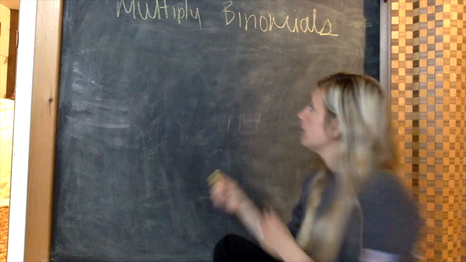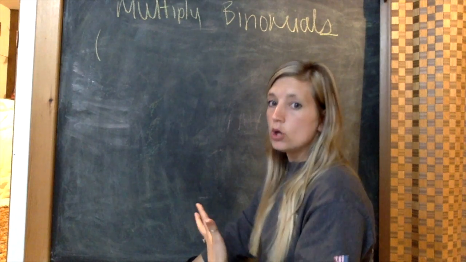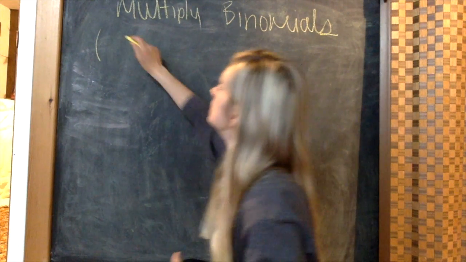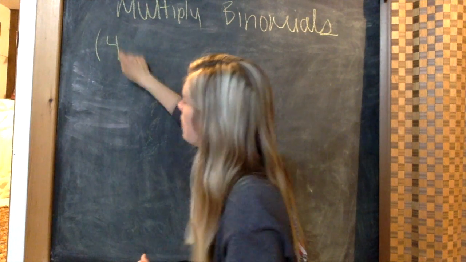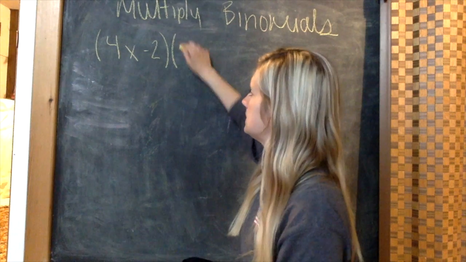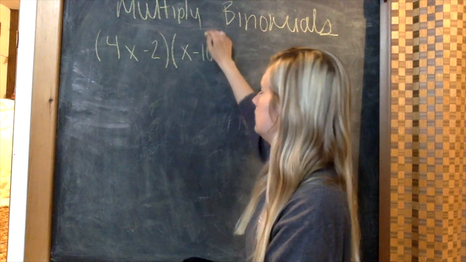Okay, so here we go. Let's go with 2 negatives. So again, the signs, they don't really change anything. You just have to be careful with your signs when you're distributing, just like you've always had to in the past. So let's go 4x minus 2 times x minus 10.